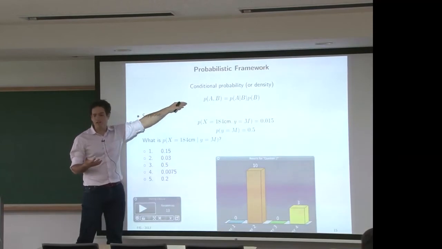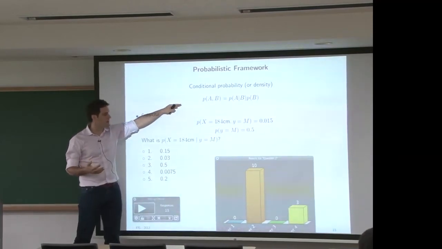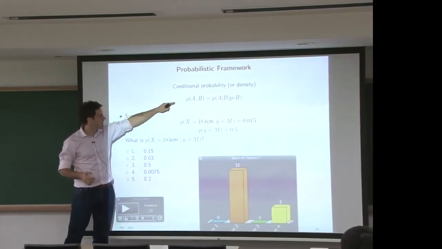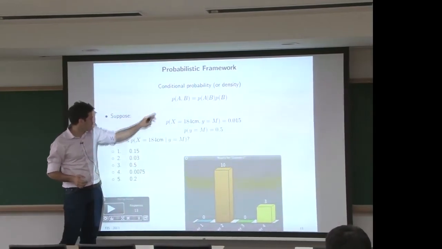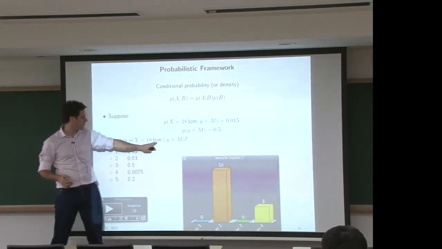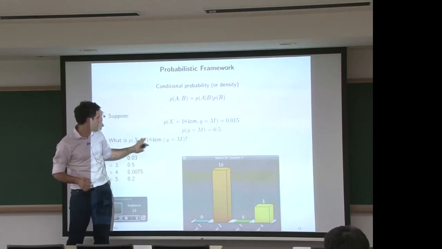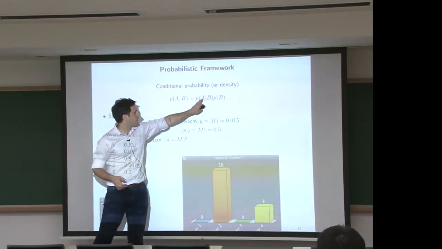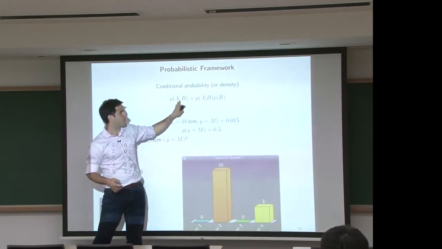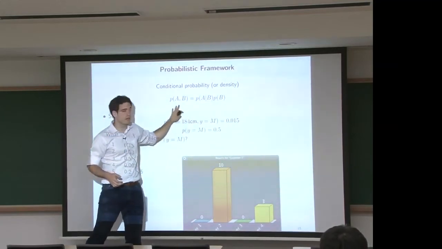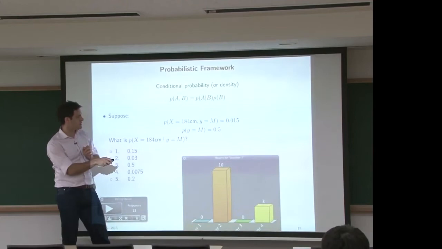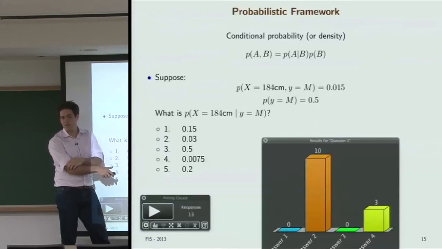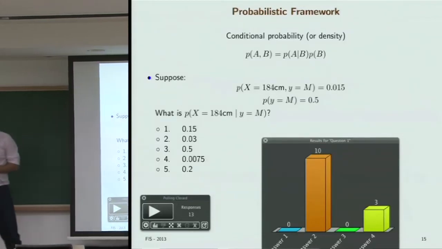So the thing is, this formula applies for probabilities and densities. It's the same thing. Here we just want to know the probability of x equals 184 knowing y. So it's probability of A knowing B, and the probability of A knowing B is simply the probability of AB divided by the probability of B, right? And here the probability of AB is 0.015 divided by 0.5. So that's the same thing as multiplied by 2. So it's 0.03.